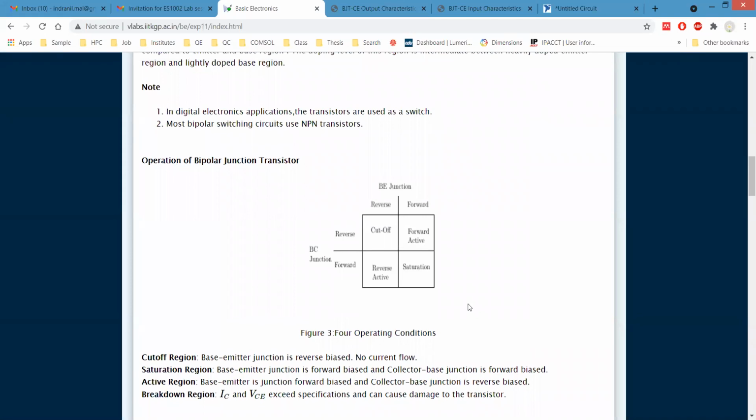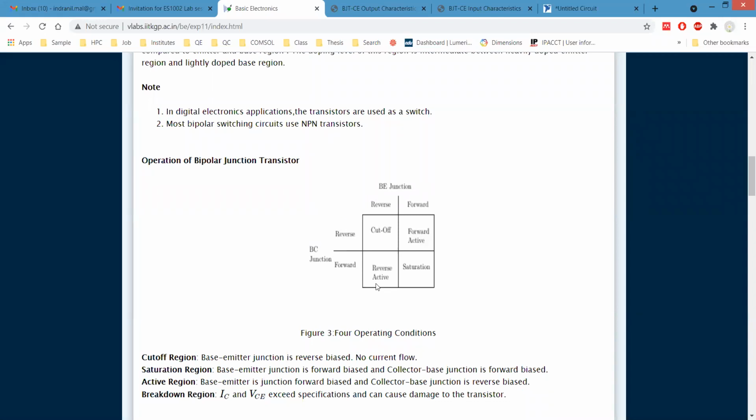I already showed you. Is my screen visible to you? Yes, sir. This browser screen, Google Chrome screen, right? Operation of BJT. Yeah, okay, that one.